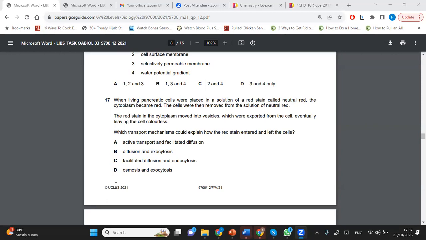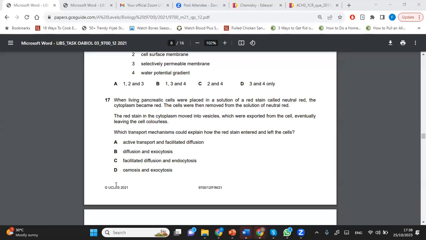What do you guys think? Think about it. The cell was placed in a solution of red stain and the cytoplasm became red. After that, the cell was removed from the red solution. Now, I will tell you, you can solve the entire question simply by figuring out how the dye is leaving the cell. How is the dye leaving the cell?